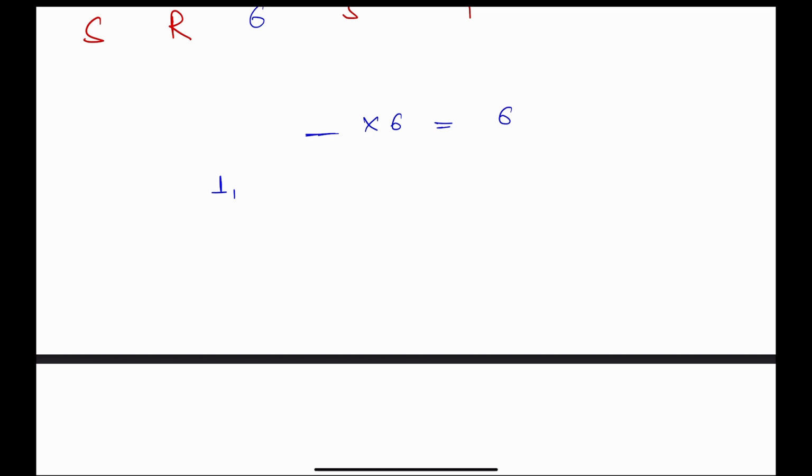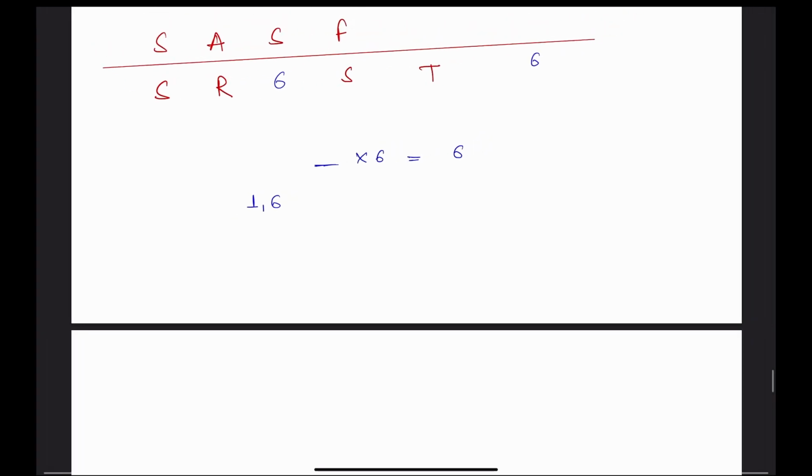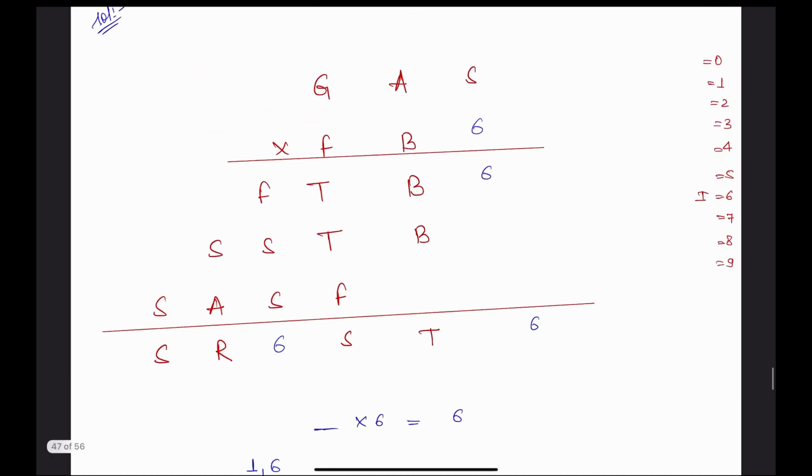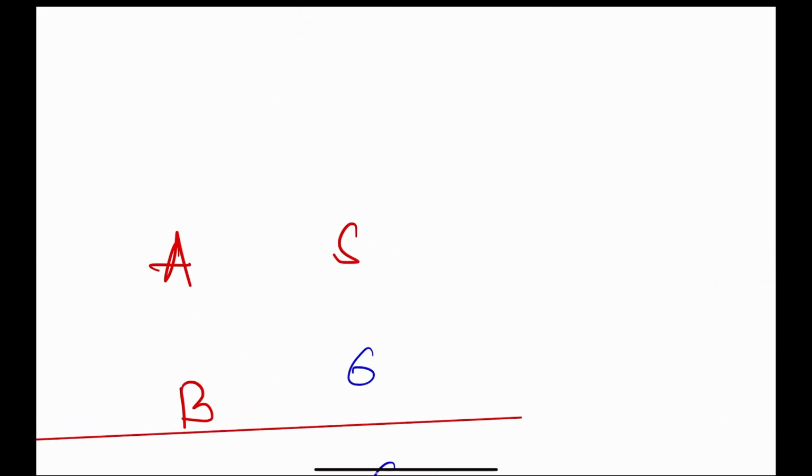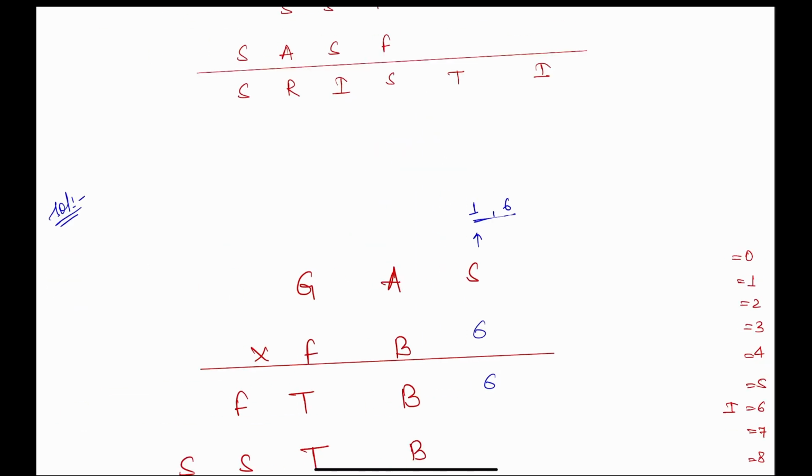1 into 6 is 6. 2 into 6 will be 12. 3 into 6 will be 18. 4 into 6 is 24. 5 into 6 is 30. 6, 7, 8, 9, nothing. 9, 0. Right? So I can say there are only two possibilities of S, that is 1 and 6. If I think rationally, I can say there are two values of S possible, that is either 1 or 6. Okay, great.